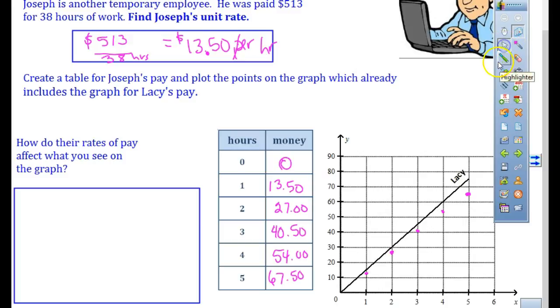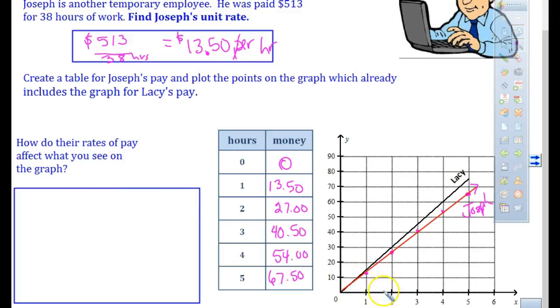And so when you do your homework, similarly, if you are drawing these lines, remember we start at 0, 0, and then in this case, we would draw our line. And this would be Joseph's. So I might put his name by that line. And it says, well, how do the rates of pay, how do we see it when we look at a graph?